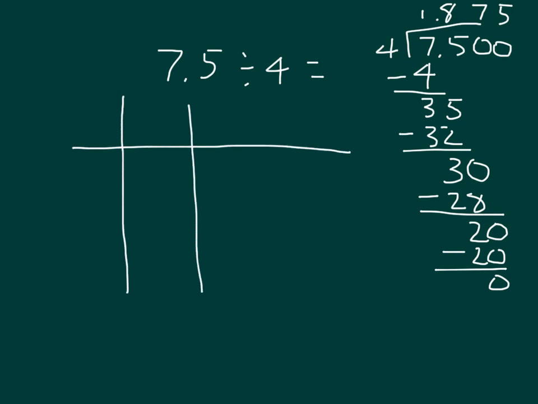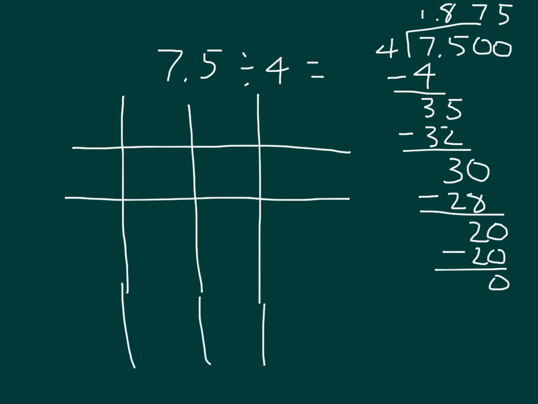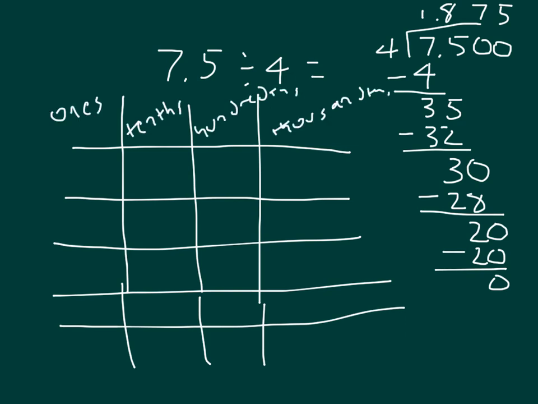It would also help me set up a place value chart, me knowing now that I'm going to have thousandths as well. I'll model the 7.5 first, or 7 and 5 tenths first. And then I also will have 4 groups to divide it into. There's my labeling for that place value chart. 7 ones, 5 tenths. All right. 7 divided by 4. Yep, it's only 1 in each.